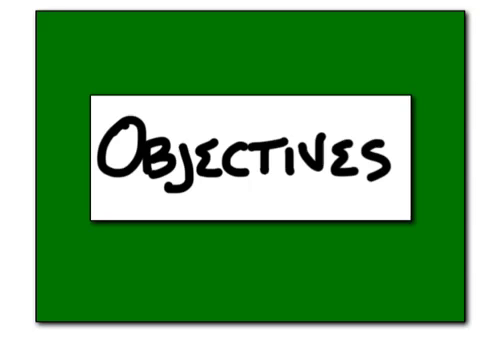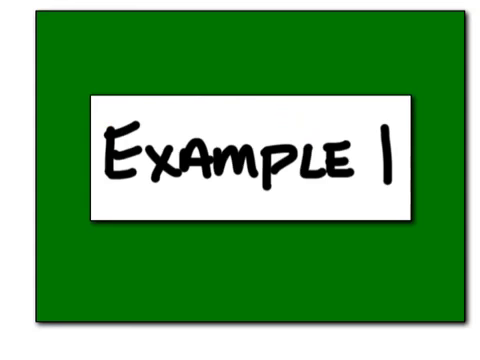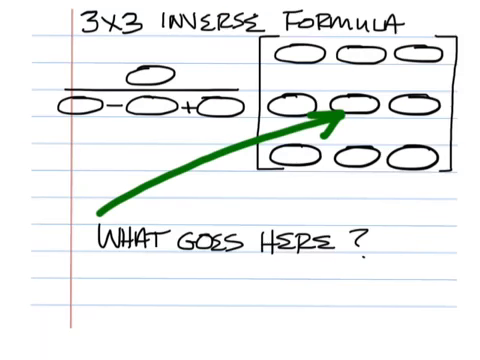The objectives for today. To find the inverse of a 3x3 matrix, we'll go over this again. And example number 1. Here is the general setup of the formula. I have ovals in there where there should be letters and signs and things like that. So just in general, can you tell from the formula what should go in the spot that is being pointed to by the arrow? What is it that goes in that spot?